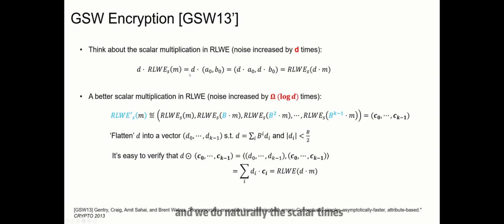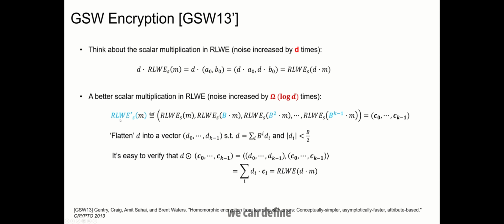And we do naturally the scalar times vector multiplication, and this naturally returns an encryption of D times M. But the problem is that noise increases a lot. It increased by D times. So if the D is a big value, then noise is a huge one. And can we have a better scalar multiplication or homomorphic multiplication with a better control of the noise growth?